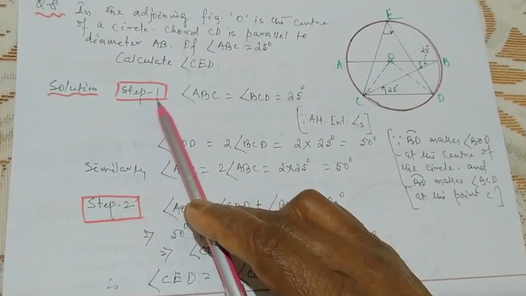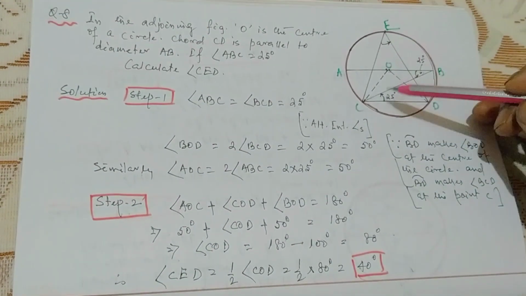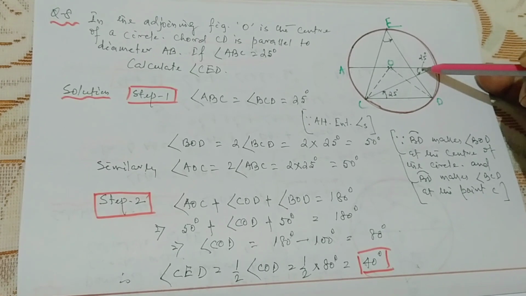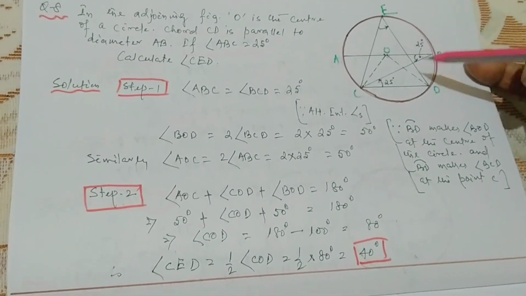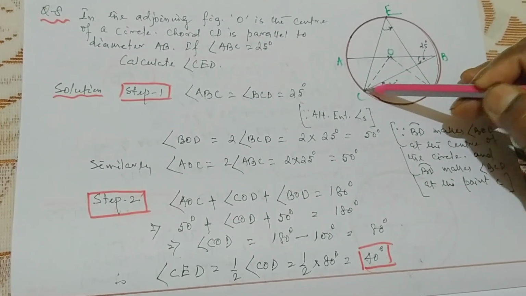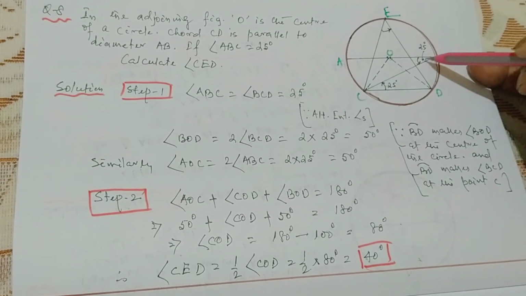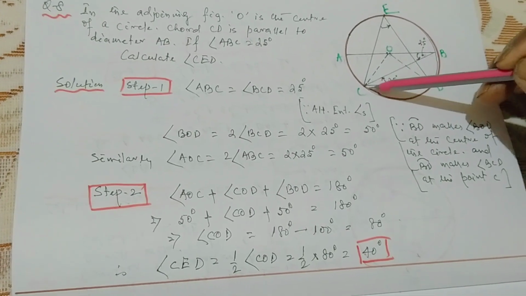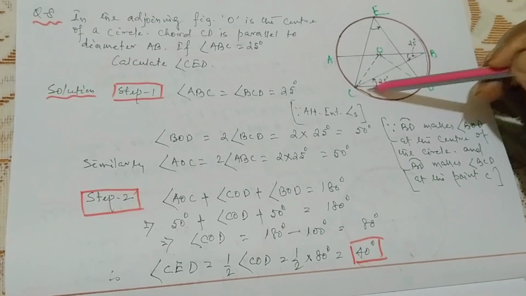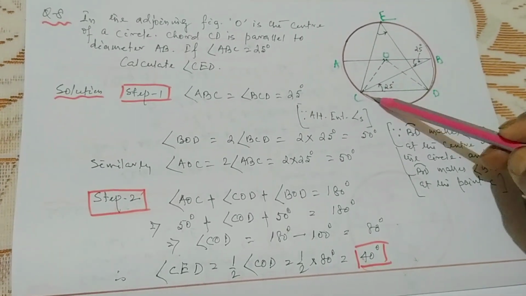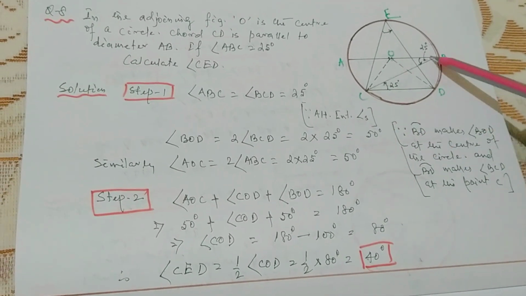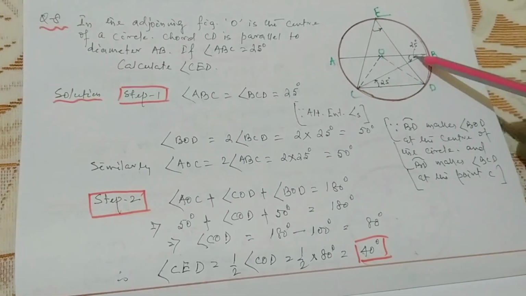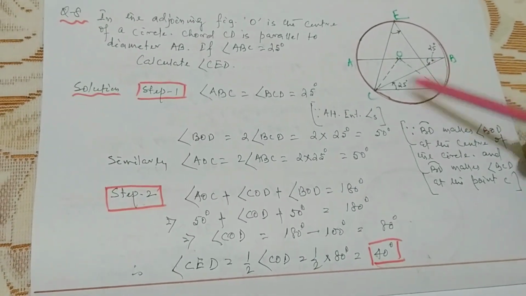स्टेप 1 में चलते हैं। एंगल ABC इक्वल टू एंगल BCD, ये दोनों एंगल इक्वल because AB and CD, these two line segments are parallel and BC is the transversal. That is why these two angles are alternate interior angles. That's why the value of these two angles are equal.